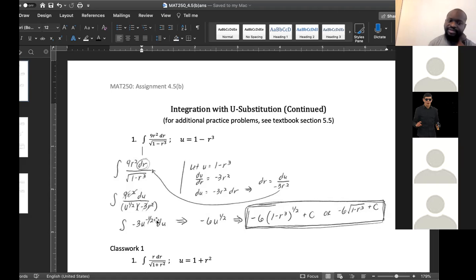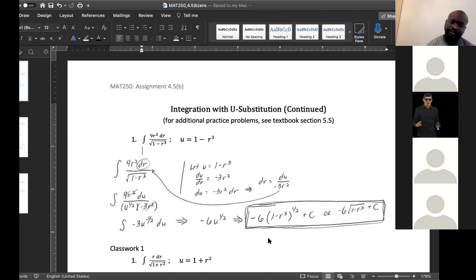So when I integrate u to the minus half, it becomes u to the minus half plus half over minus half plus half. Minus half plus half is half. Divided by half is times 2. So that's how you have minus 6 here. And you just put back your u to be 1 minus r cubed. So is this clear to everyone? Is this better now for those of you who had trouble?